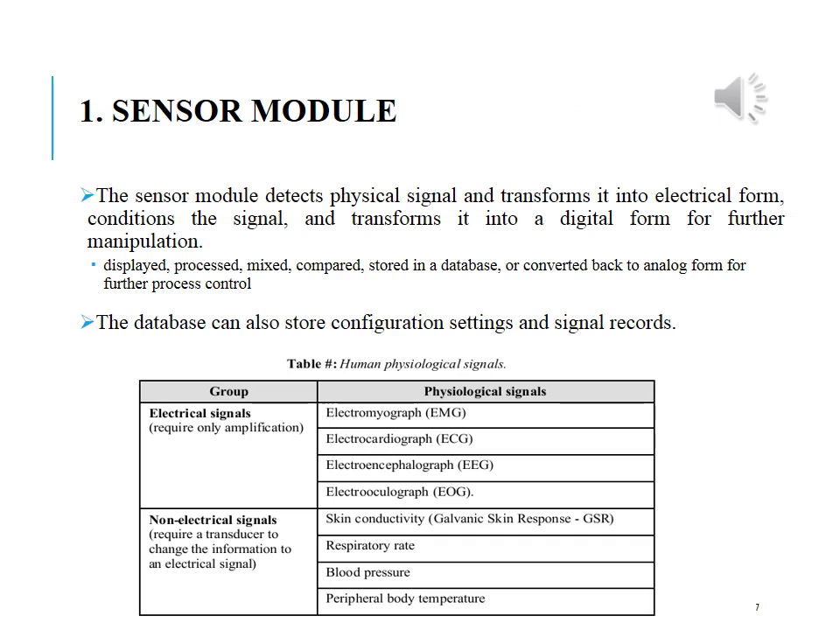First one is the sensor module. The sensor module will detect the physical signal, transform it into electrical form. It will condition the signal and transform it into a digital form for further manipulation. The sensor module interfaces a VI to the external, that is mostly the common analog world, transforming the measured signals into a computer readable form. The next table summarizes some of the often used human physiological signals.